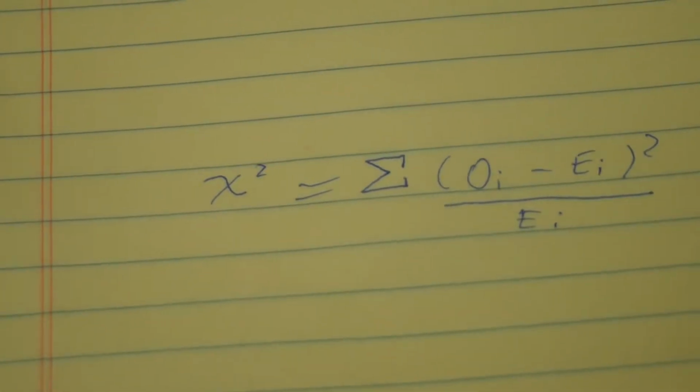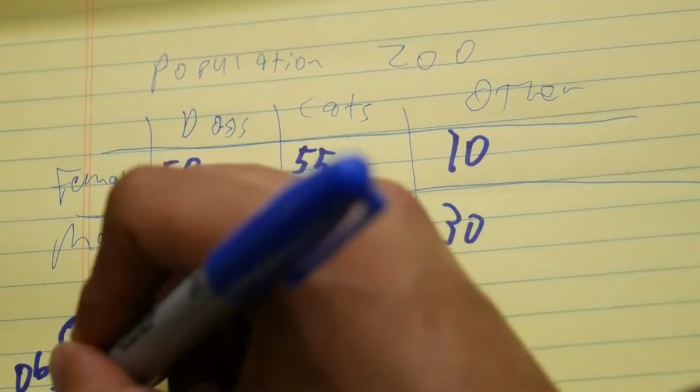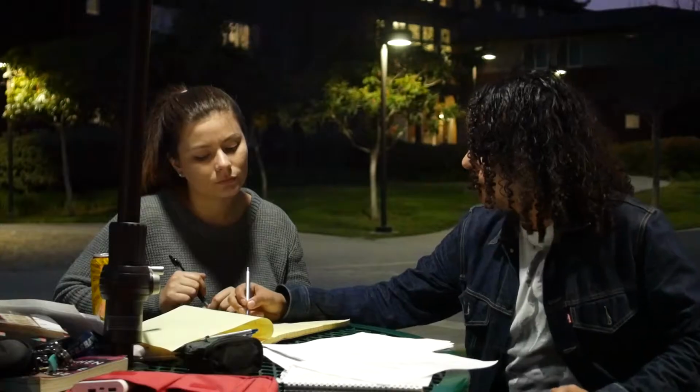But wait, where does this O and E come from? It's a good thing you asked. I was just getting there. This is where our data comes in. We have our independent variables, which are our males and females, as well as their answers. That's our observed data. That's what the O stands for.